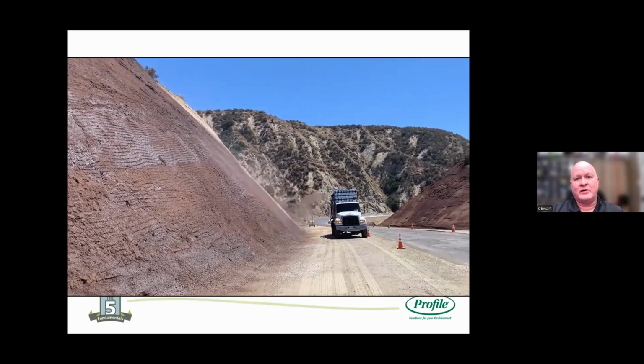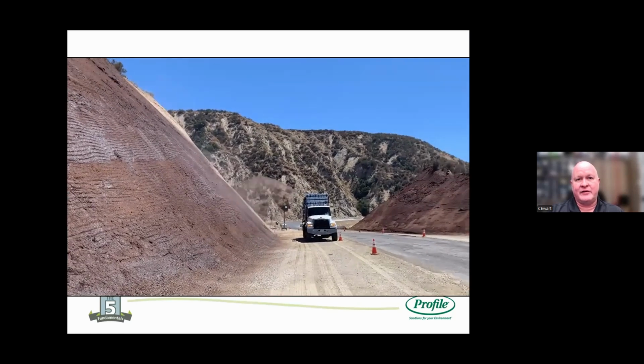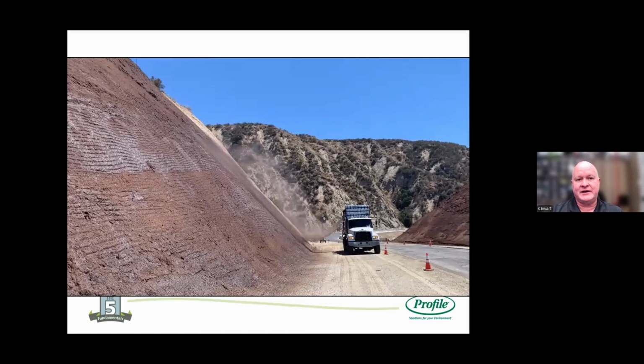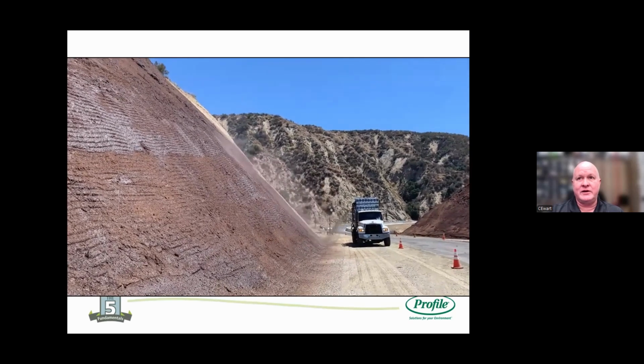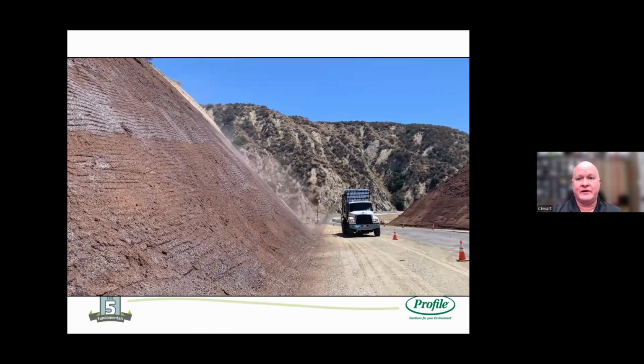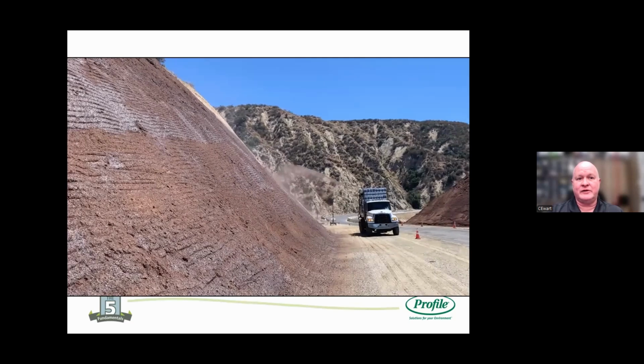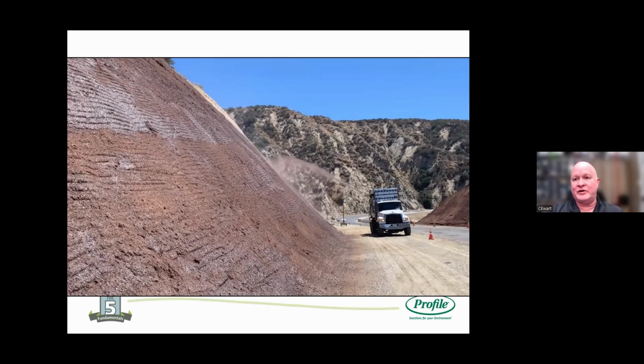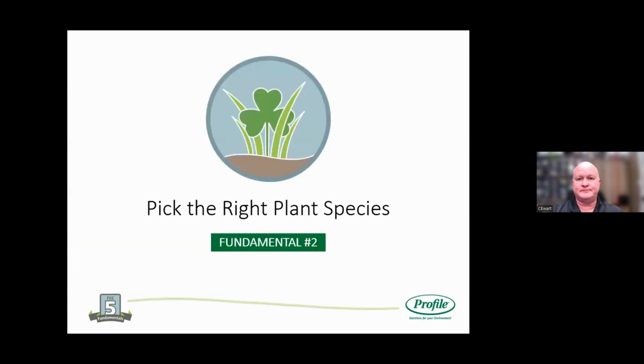So in areas where compost gets incorporated, we see a lot of 2-to-1 slopes, and I would challenge anyone to incorporate compost or add topsoil to this slope. So just a good example is of certain areas where this is a highly applicable solution. So second fundamental is picking the right plant species.